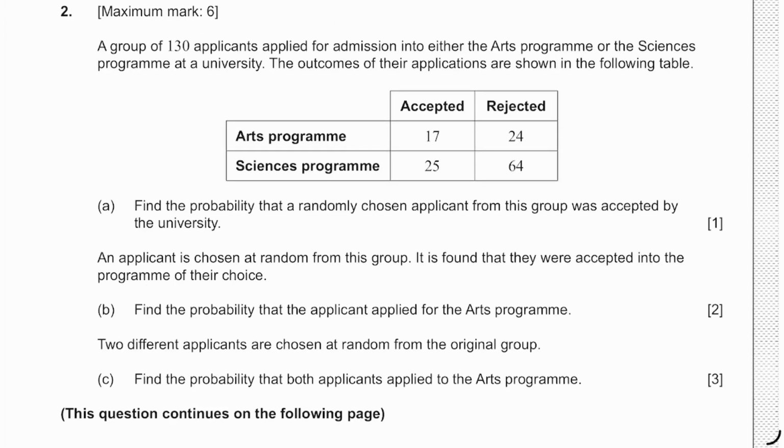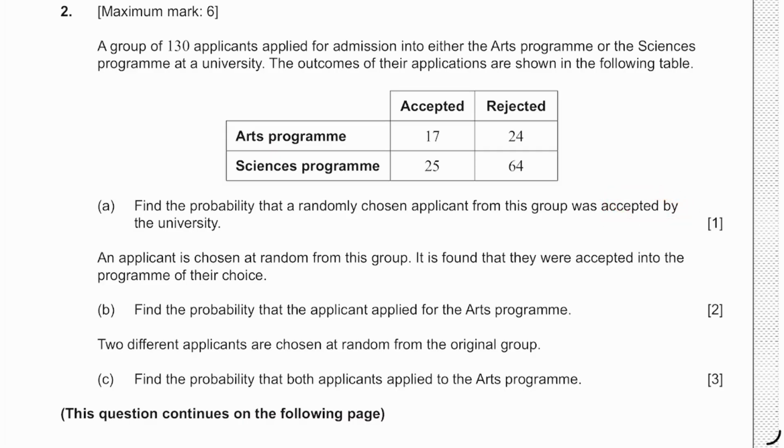This is the second question, and it's a question of probability. A group of 130 applicants applied for admission into the arts program or the sciences program at the university. The outcome of their applications is shown in the following table. So this is the arts program applied, and 17 accepted, 24 rejected, and science is the same, accepted and rejected.